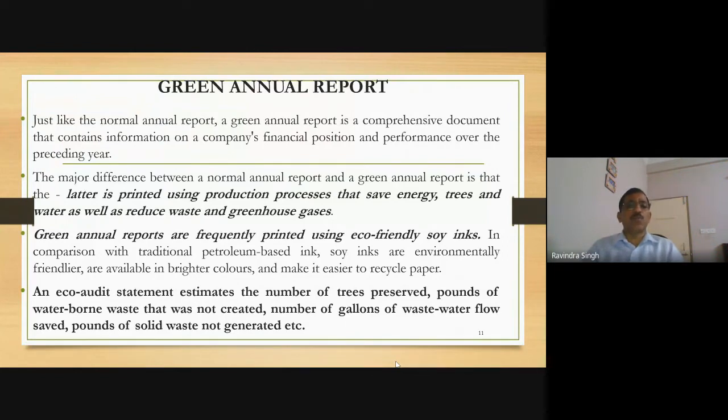The major difference between a normal annual report and a green annual report is that the latter, that is the green annual report, is printed using production processes that save energy, trees, and water, as well as reduce waste and greenhouse gases. Green annual reports are frequently printed using eco-friendly soy inks in comparison with the traditional petroleum-based ink. Soy inks are environmentally friendlier, are available in brighter colors, and make it easier to recycle papers.